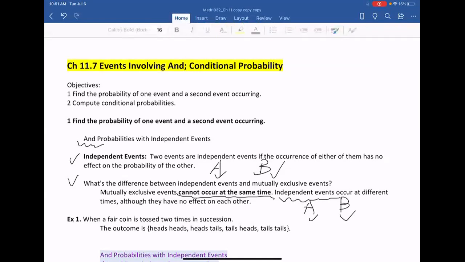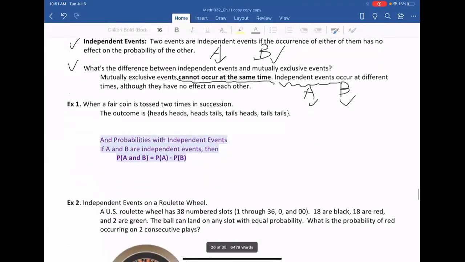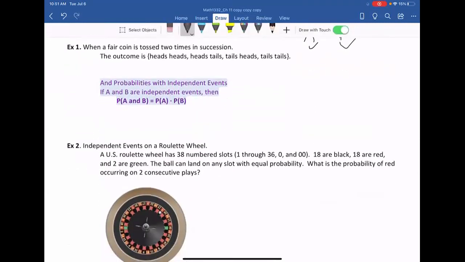The next part is the examples. Example 1. When a fair coin is tossed 2 times in succession, so that means we toss it 2 times, the sample space is heads-heads, heads-tails, tails-heads, tails-tails.